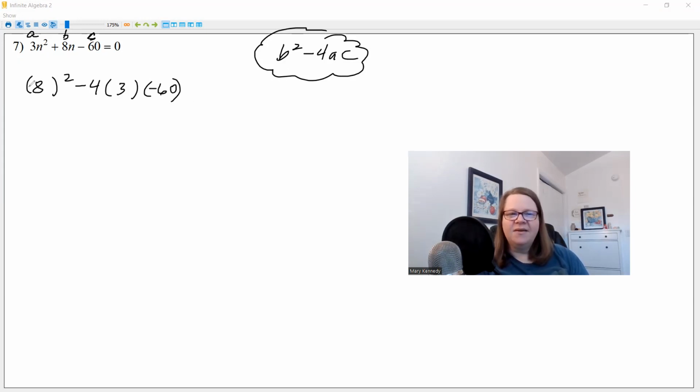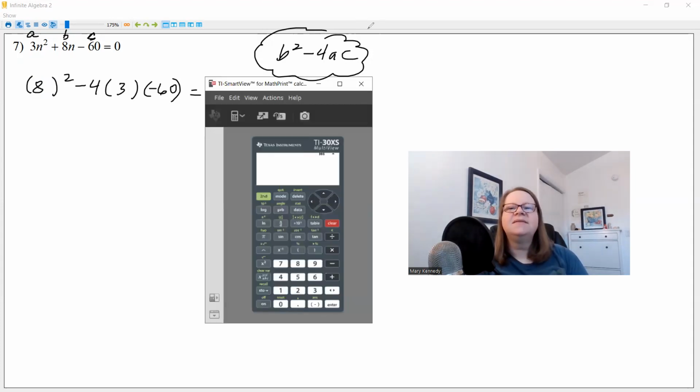Okay. All right. So let's see what we get there. We'll grab a handy dandy calculator. And let me put it on the screen where you can actually see it. All right, so 8 squared. Since it's positive, I'm not going to put that in parentheses. Minus 4 times 3 times negative 60 is 784. Okay, so 784. That's my discriminant. Now, the question is, is that a perfect square?